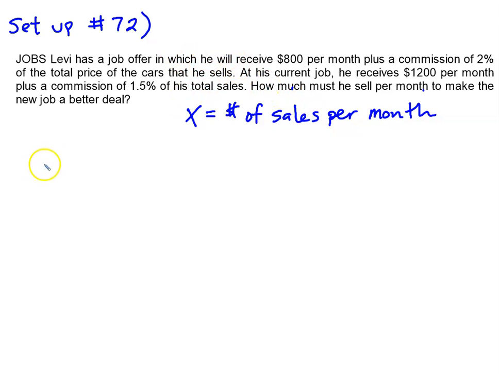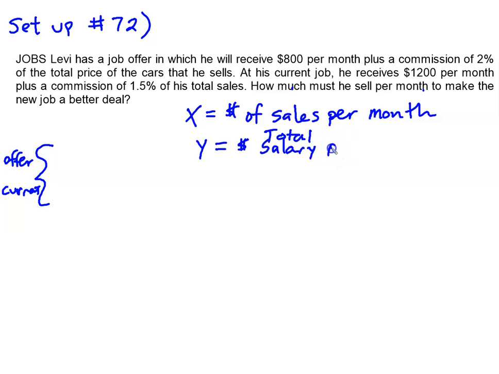Okay, so there are going to be two equations in this system. We'll call the top one the offer, which is the new job he's thinking about taking, and we're going to compare it to his current job. So X is the amount of sales per month, and we're going to let Y be how much money he makes per month, because he's got commission and a flat rate that he's going to receive. I'll just call it total salary per month.